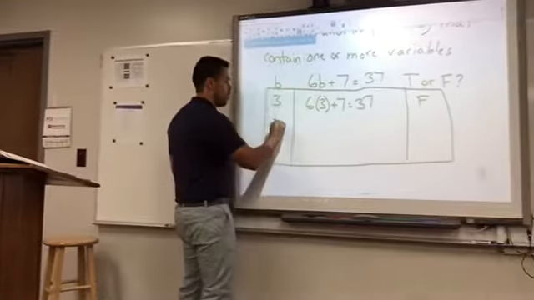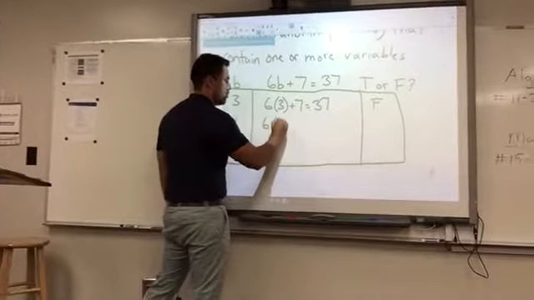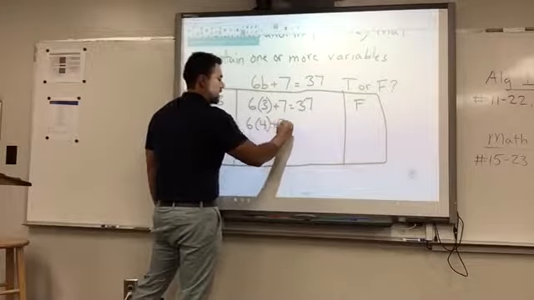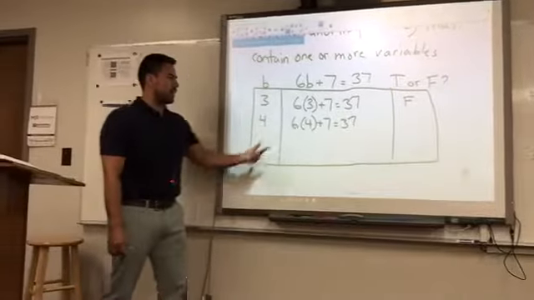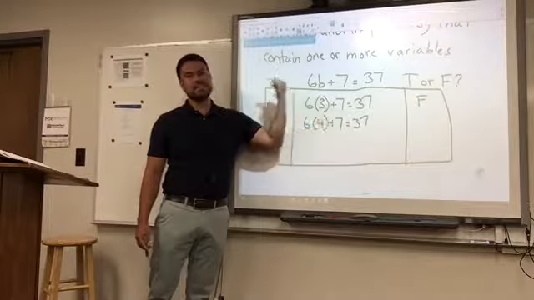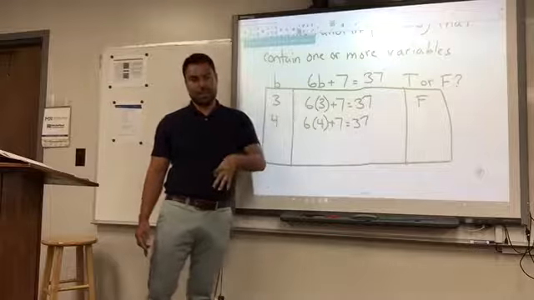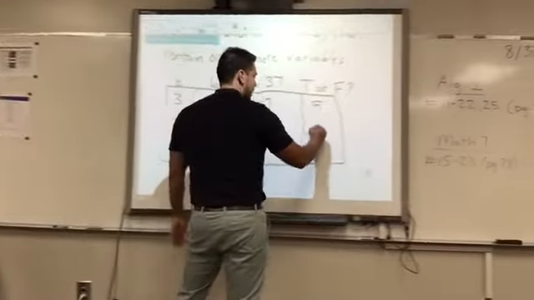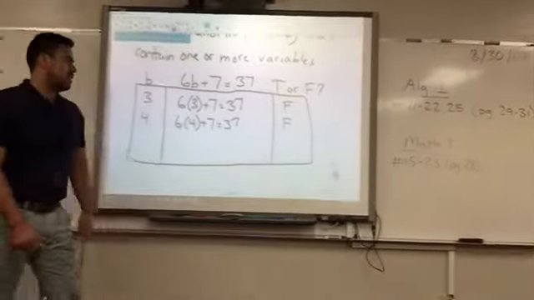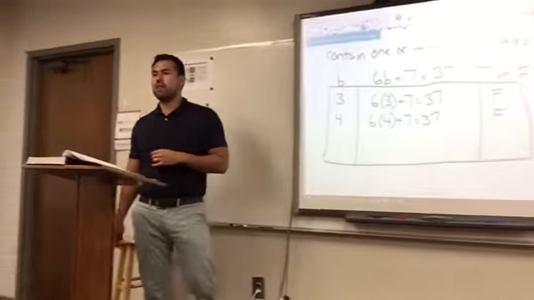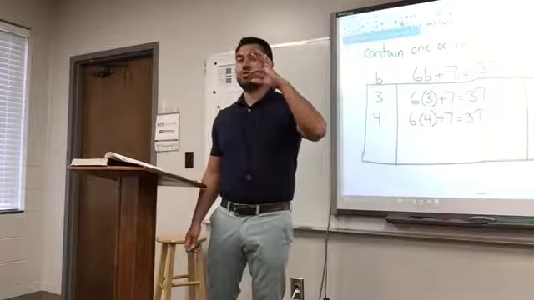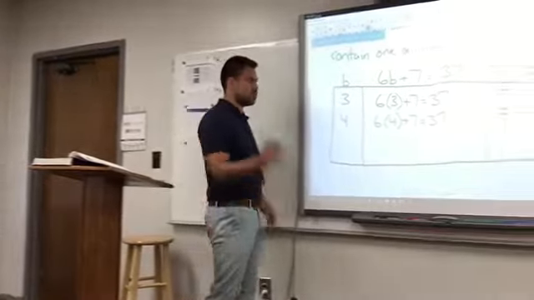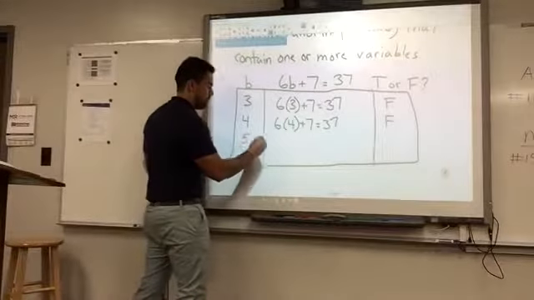All right, let's try 4. 6 times 4 plus 7 equals 37. What do you guys think, true or false? Yeah, 24 plus 7 is 31, and 31 is not 37. That is also false. So the replacement 4 is not a true solution. Okay, good. True solution. Good. Or solution. Good.